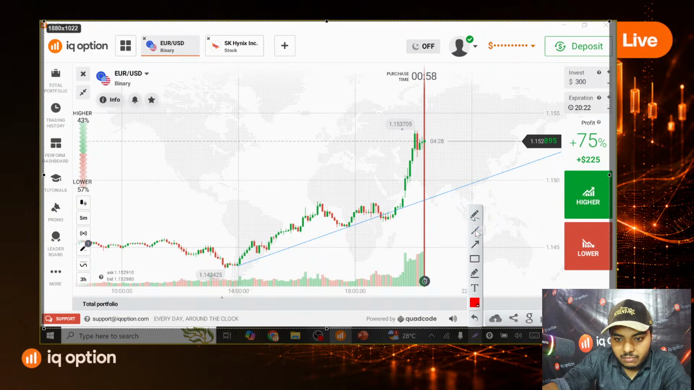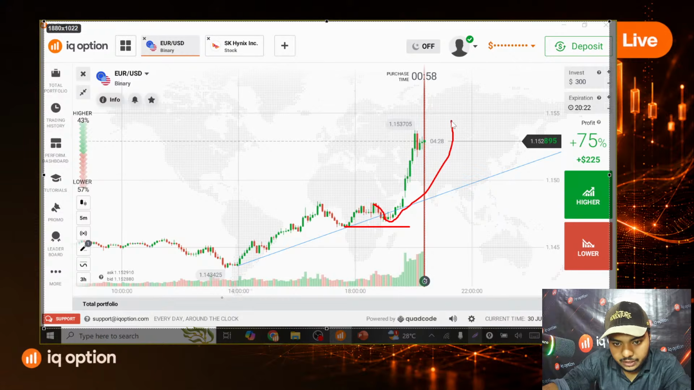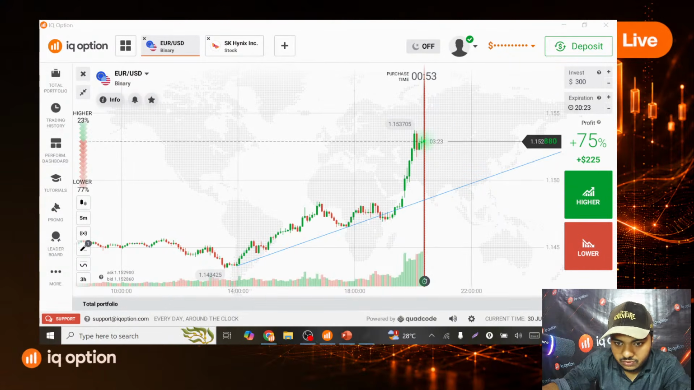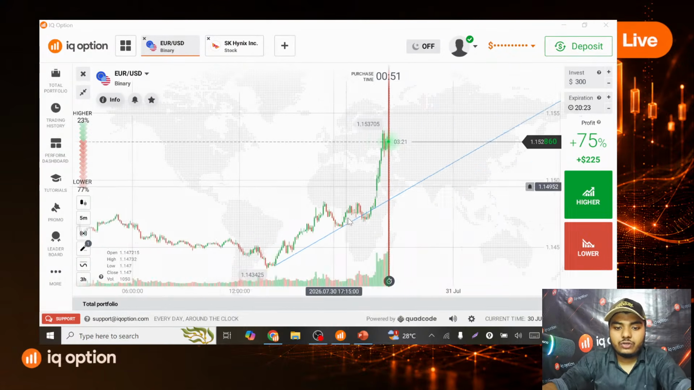As we can see, the market was not able to break this higher low. So this is just a short pullback. After this short pullback, the market pushed in the upward direction as it was. So that's how you draw your trend lines.